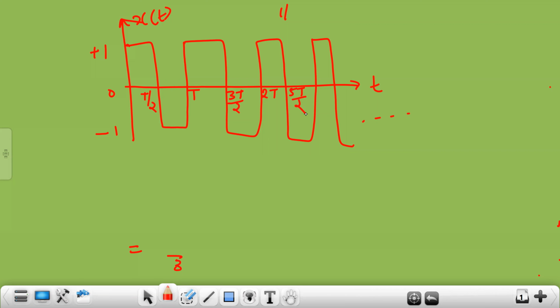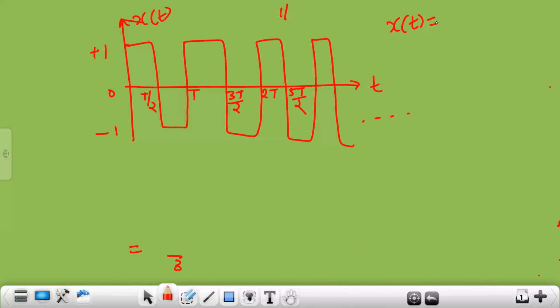So from this figure, can you write the equation for x of t? What is the difference between the previous question and this question? In the previous question, we don't have any waveform. Instead of a waveform, it is given as an equation. But in this case, you are having a signal as such. So we need to convert this signal mathematically into an equation.